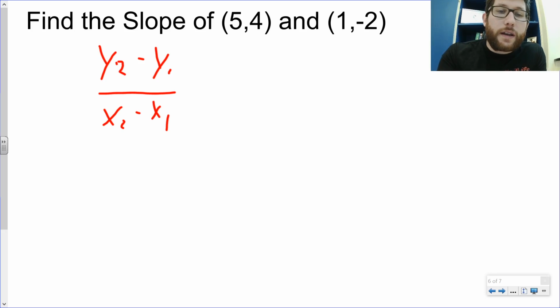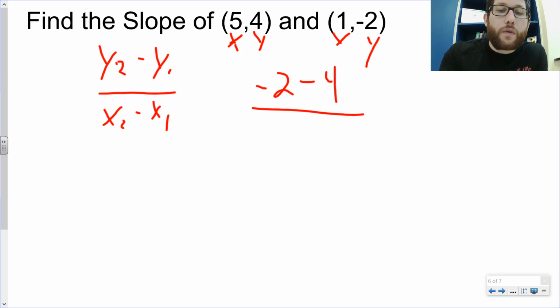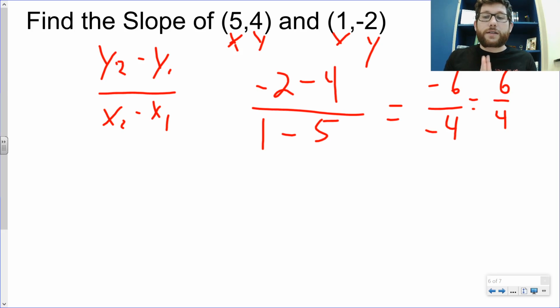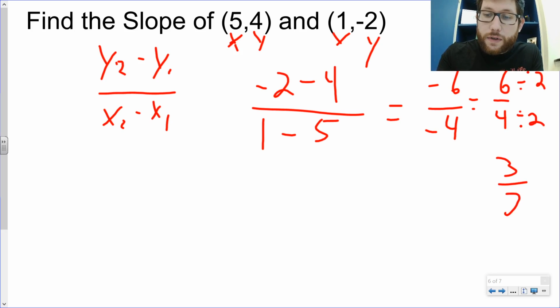All right, so let's plug it in here. This is an x and a y. This is my first pair. This is my x and y of my second pair. So -2 minus 4 on the top, 1 minus 5 on the bottom. So this is -6 over -4, which we know could be +6 over +4. When we get a slope, we should always check. If it's on a graph, we check and see if it's positive or negative. If it's not on the graph, we need to check and make sure that we've reduced it as far as we can. This one can reduce. I can divide top and bottom by 2. So make sure you're reducing these, and this comes out to 3 over 2.